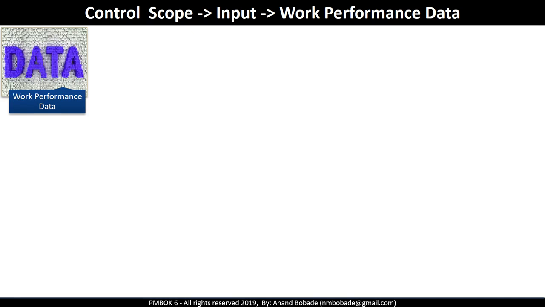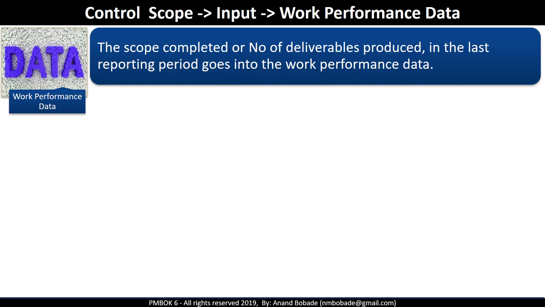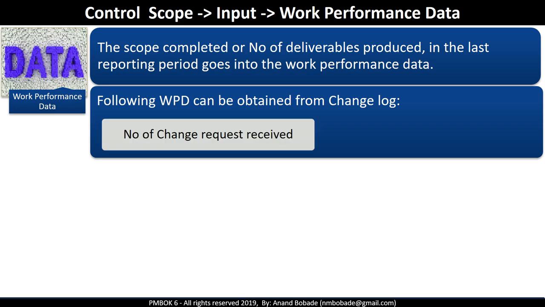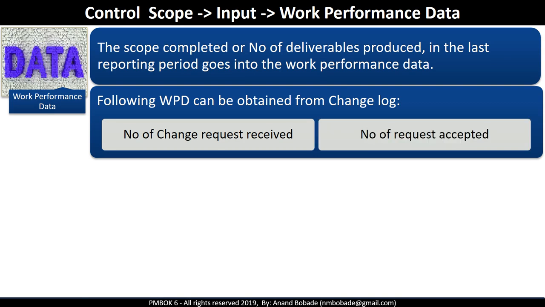Work performance data. The scope completed or number of deliverables produced in the last reporting period goes into work performance data. The project manager will compare the work plan and the actual work done. The change log contains work performance data on the number of change requests received and the number of change requests accepted. All this work performance data will be used for variance analysis and trend analysis.